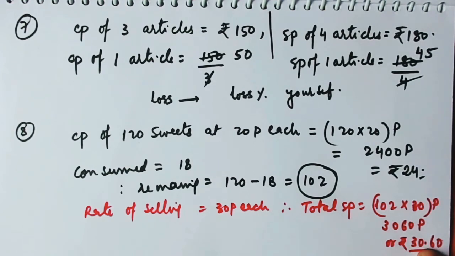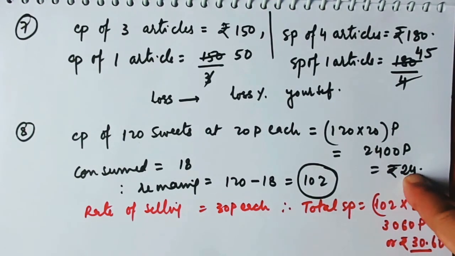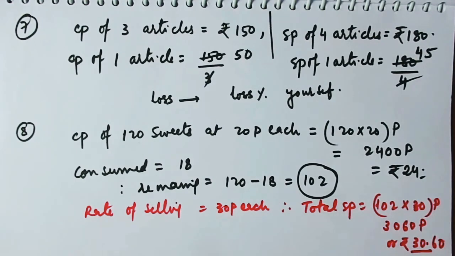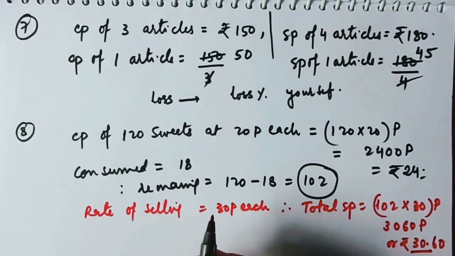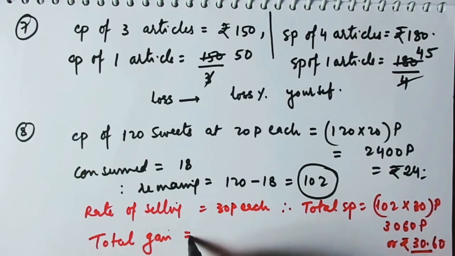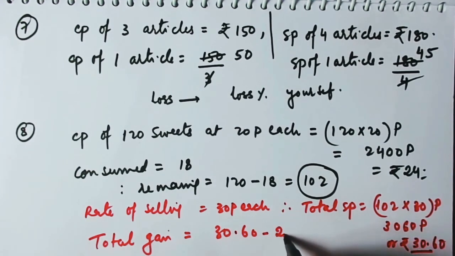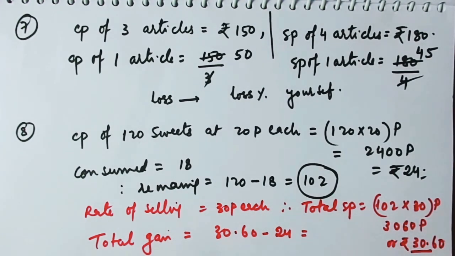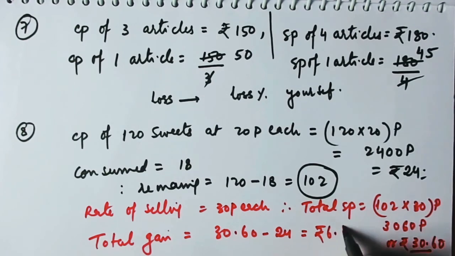The total selling price was this, and the total cost price was rupees 24. Can you find out the total gain or loss? Naturally there will be gain only. 30.60 minus 24. What will be the gain? So the gain will be rupees 6.60.